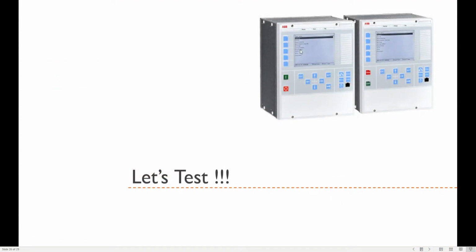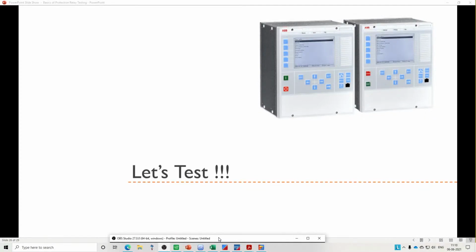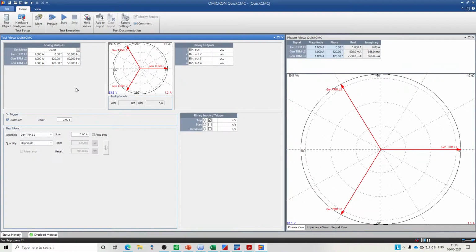So this shows the picture of your REG 650, and what we are going to do is just start testing, right? I've already made the connections as per the connection diagram that is given over here. Once the connections are done, I'm just going to go into my Omicron CMC over here. Here you could see that we have already configured it. First step is object configuration, right? The next step is hardware configuration, and the third step is going to be our analog inputs, right?